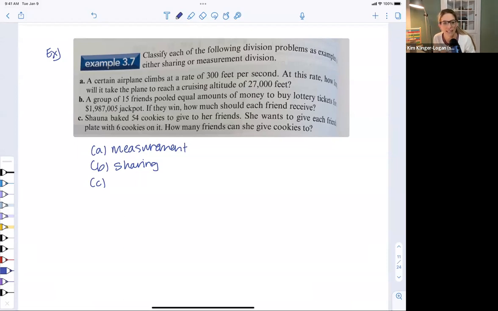Example C: Shauna baked 54 cookies to give to her friends. She wants to give each friend a plate with 6 cookies on it. How many friends can she give cookies to? Shauna starts with the cookies, and she's going to put 6 cookies on one plate and then 6 cookies on the next plate. She's going to do this until she runs out of cookies. So this is an example of the measurement view for division.